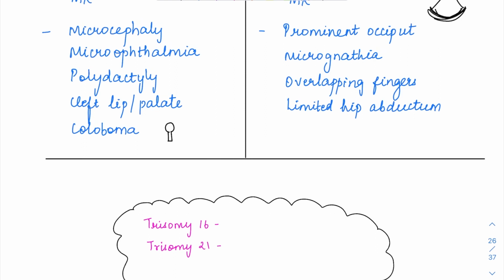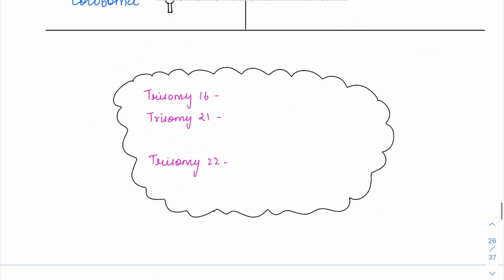So microcephaly along with cleft palate and cleft lip, then polydactyly, and then microphthalmia along with coloboma are classical features of Patau. While in Edwards, the kid is going to have a prominent occiput. The occiput is going to be elongated like this, and here they'll have micrognathia. The jaw is going to be small. So micrognathia along with overlapping fingers. Okay, so an image based question they can give, the fingers will be overlapped like this, and the hip abduction will be limited. So normally the kid usually tends to sit like this, right? But in this the kid cannot sit like that. The picture will be given like this. Okay, so in Edwards it is limited hip abduction along with the prominent occiput, overlapping fingers and micrognathia.